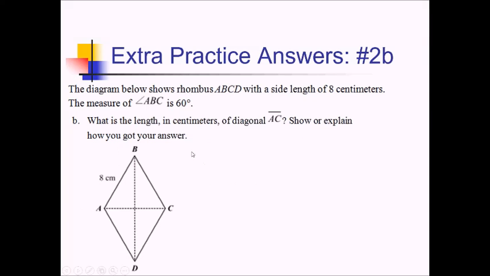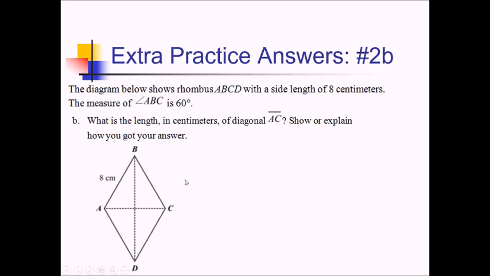For this part of the problem, they want the length in centimeters of diagonal AC, this diagonal right here. In order to get this, we're going to first find the length of just this little part of the diagonal here, and then we're going to double that. Because this is a rhombus, we know a few important facts. One of them is that these diagonals, or at least the long diagonal, bisects the short diagonal. So we know that if we find this piece of it, doubling it will give us the whole thing.